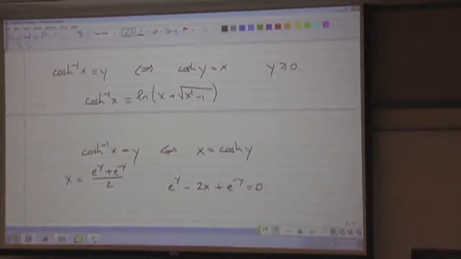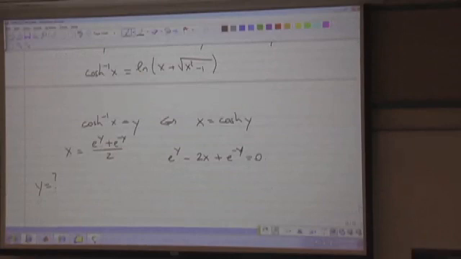And the goal is to solve for y, right? That's the ultimate goal. So how do we do that? Well, the problem is we have two exponentials and we need to figure out how to deal with them. But as it turns out, the answer is very simple. Multiply by e to the y both sides.